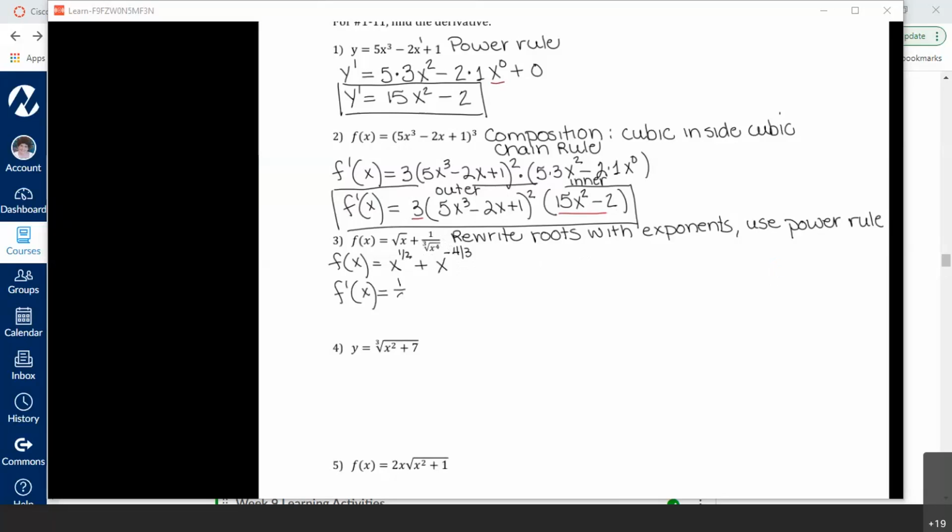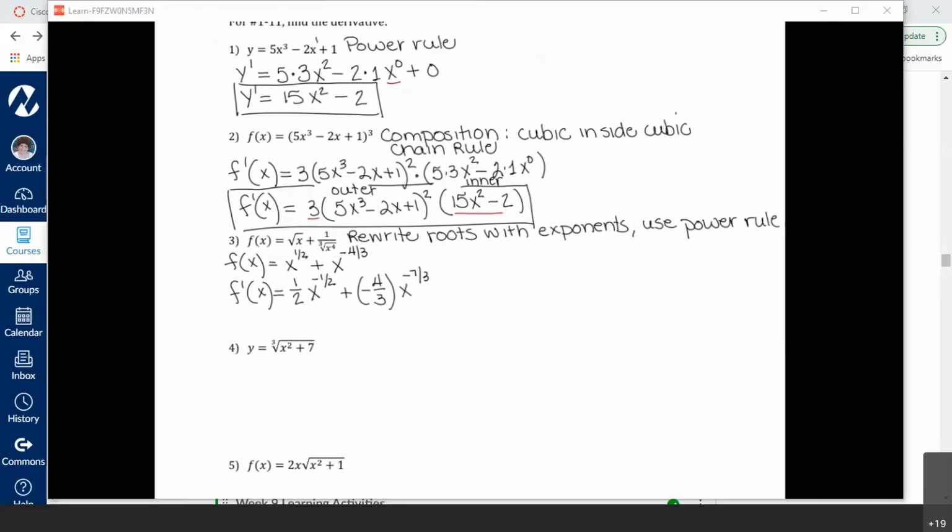Okay, bring down the exponent, drop the exponent by 1. So 1/2 becomes negative 1/2, right? Start with a positive 1/2, take away 1 whole. Now you're on the negative side of 0. Okay? Plus negative 4/3, bring down your exponent, and then drop the exponent by 1. Okay, so negative 4/3 minus another 3/3, negative 7/3.